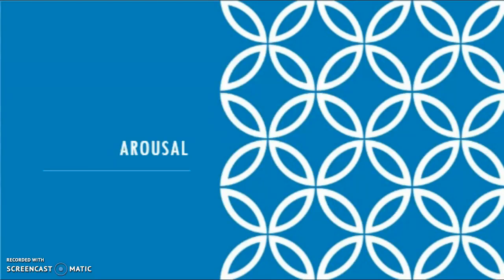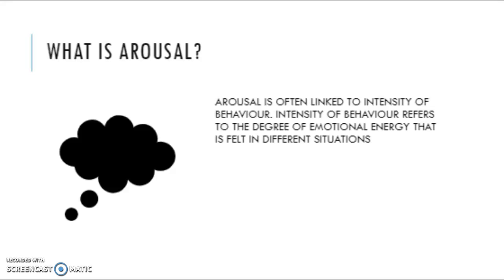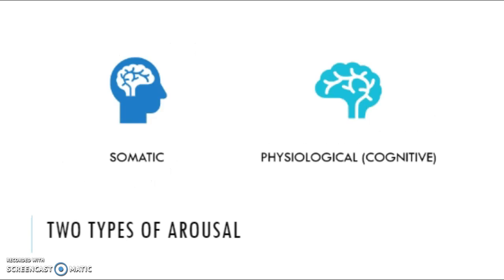Part 3. Arousal. What is arousal? Arousal is often linked to intensity of behaviour. Intensity of behaviour refers to the degree of emotional energy that is felt in different situations. There are two types of arousal: somatic, which refers to the body's response to arousal, and physiological or cognitive, which refers to the mind and the thought response.